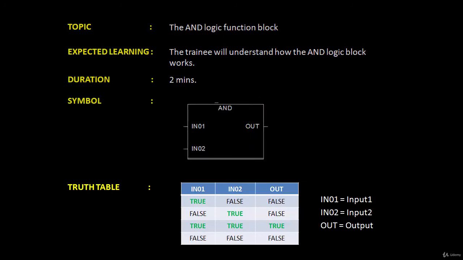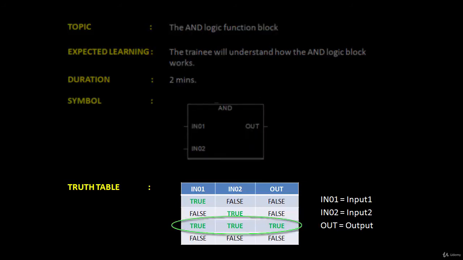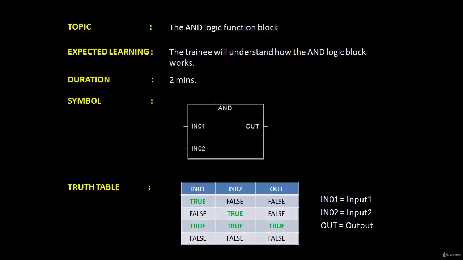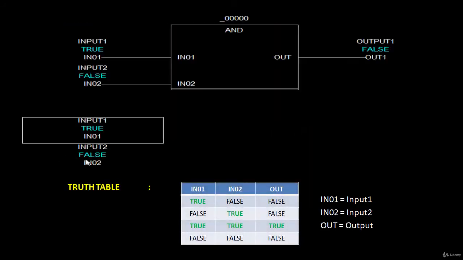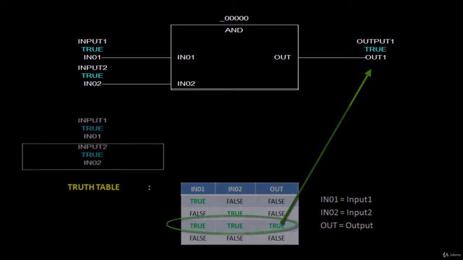Looking at the truth table, output is a logic true if in01 and in02 are both logic true. Now, we go live with our PLC and simulate the inputs, and then we observe the output and confirm with the truth table. If we set in01 and in02 to logic true, the output is a logic true.